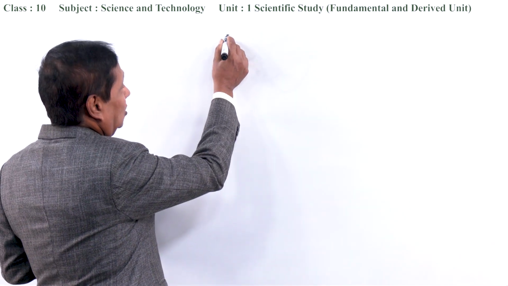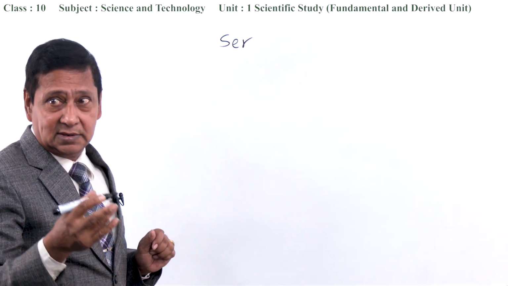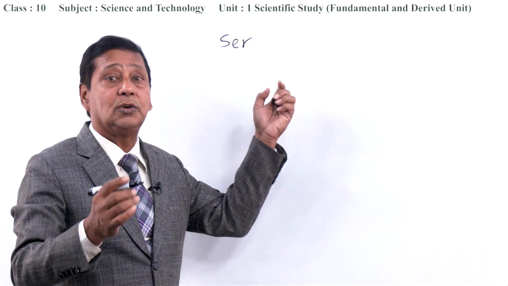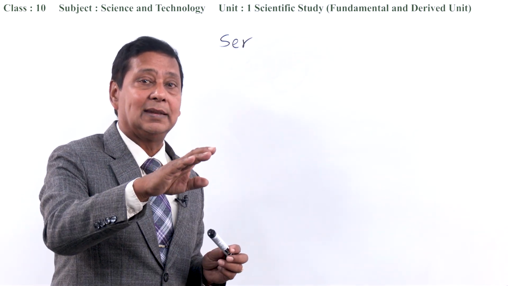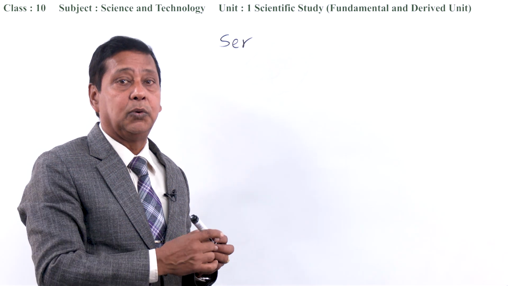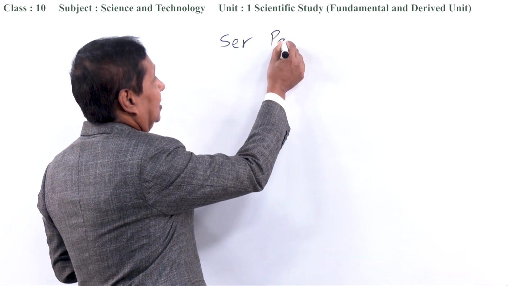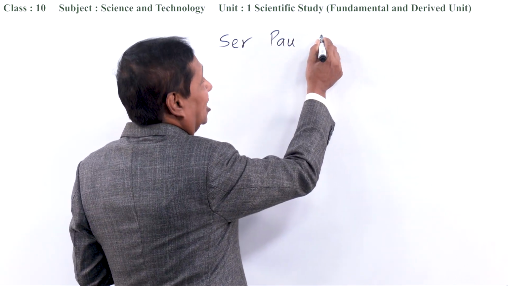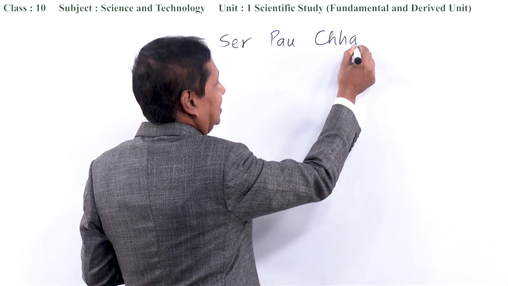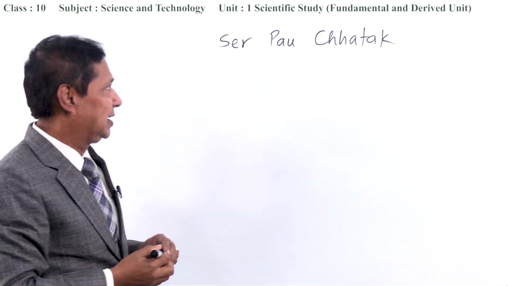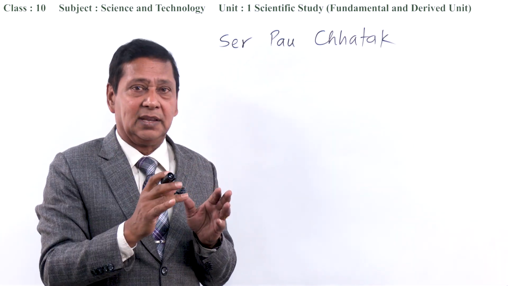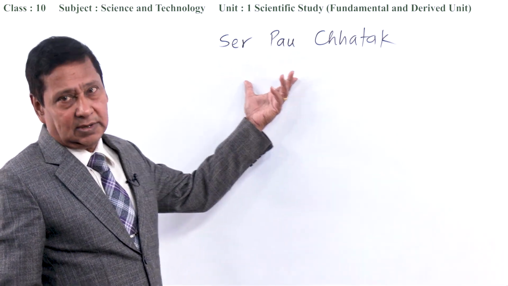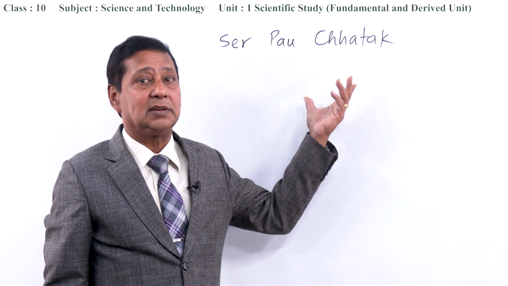Mass was measured in seer: 1 seer, 2 seer, 4 seer, 5 seer. This way, mass was measured in seer, and it was divided into 4 parts. I mean to say, 1 seer was divided into 4 pau, and each pau was divided into 4 chatak. This way, in ancient times, in the time of my father and grandfather in Nepal and India, this was the measurement used to measure the mass of a body.